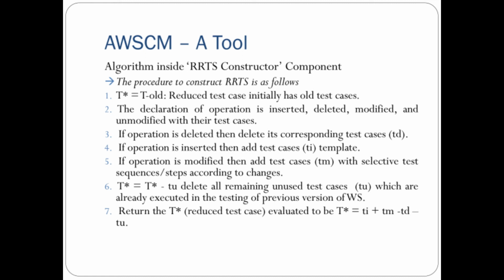Then how will the equation look? The new test suite T star would be Ti plus Tm minus Td and minus Tu. So the reduced test suite would be the inserted operations, the modified operations, minus all the deleted operations in the new version, and minus all the unused test cases which remain. So this is how we construct reduced test cases.